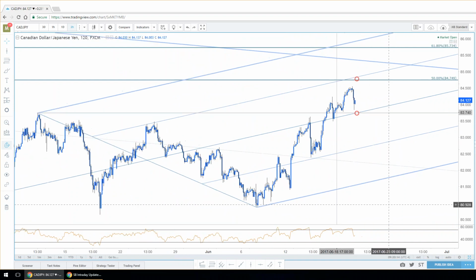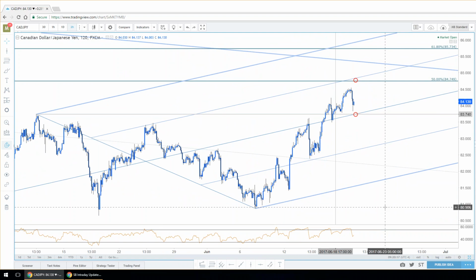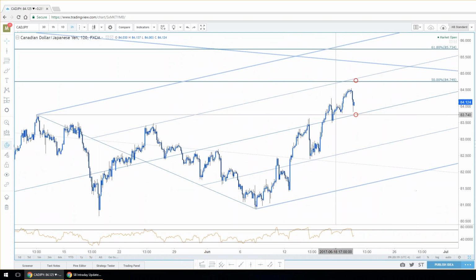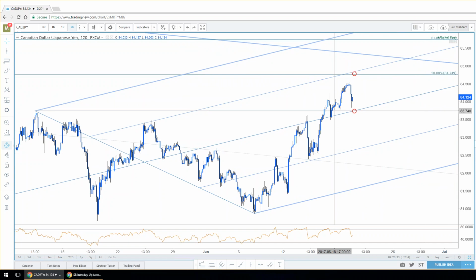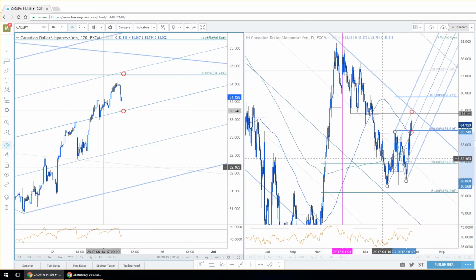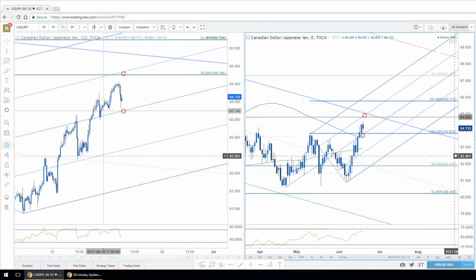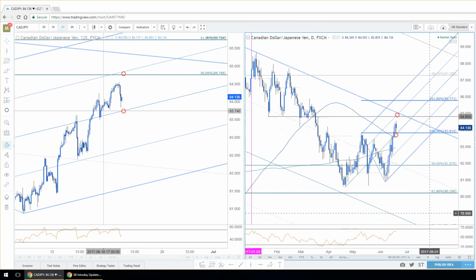But interesting pair. I can't say it would be my favorite right now, Graham, just because of our relative biases both on the CAD and yen. But certainly from a trading standpoint, or from a structural standpoint, 85 is pretty big resistance. Hope that helps, sir. All right, so that is CAD yen. That will be number 8.